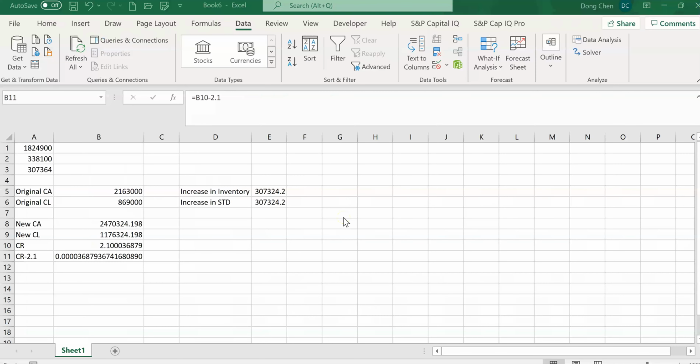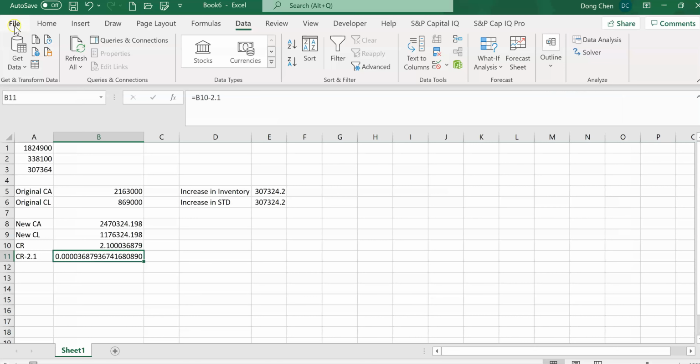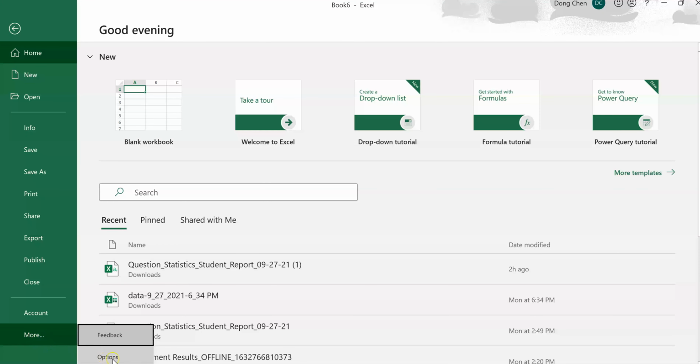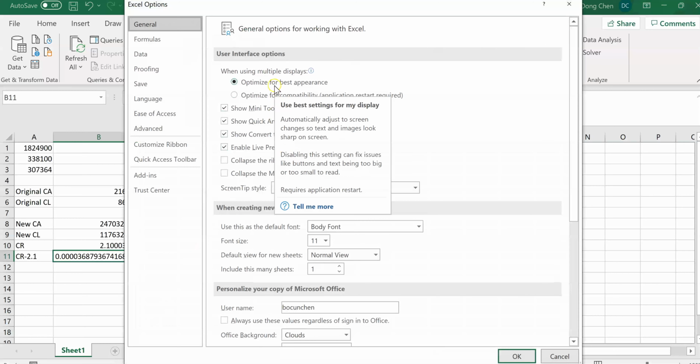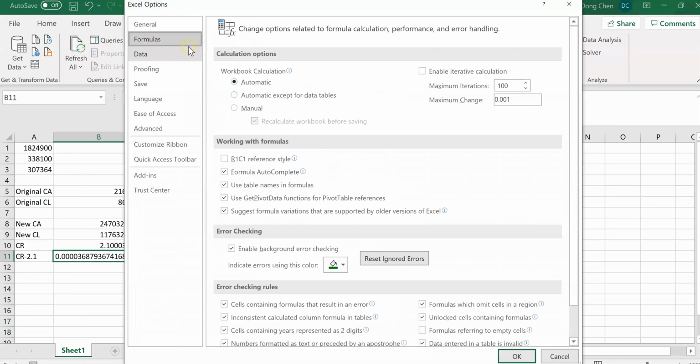After doing some research, I guess the issue is with respect to the precision set in Excel. So what we can do is change this precision level to make the number more accurate. How do we change the precision level? Click File, then More, and Options. Under Options, we want to work on the formulas. Click on Formulas on the left, and the calculation options here.